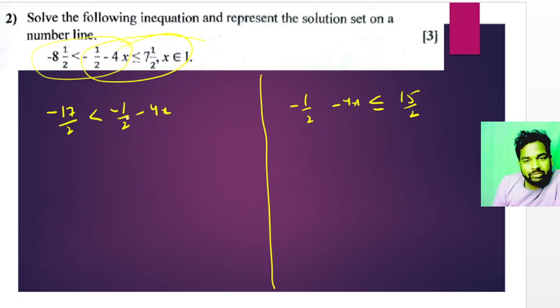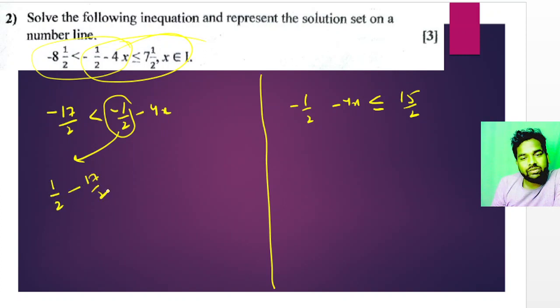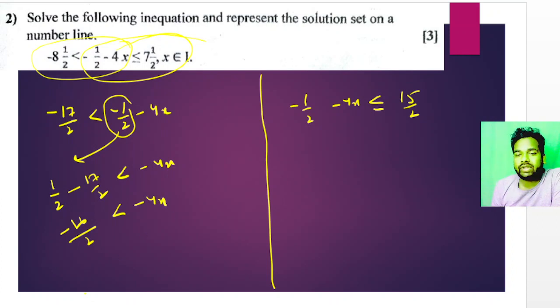So you just bring this minus 1 by 2 part. If you bring this part, it is going to become 1 by 2 minus 17 by 2, that is less than minus 4x. I think up to here it's okay. Now take the LCM, that is 2. So it is going to be 1 minus 17 over 2, that is minus 16 over 2, and that is less than minus 4x. Okay, now I am saying just divide this, so we can write minus 8 is less than minus 4x.